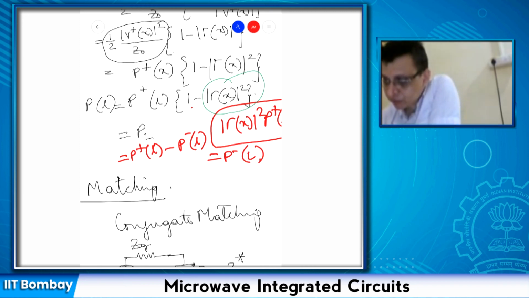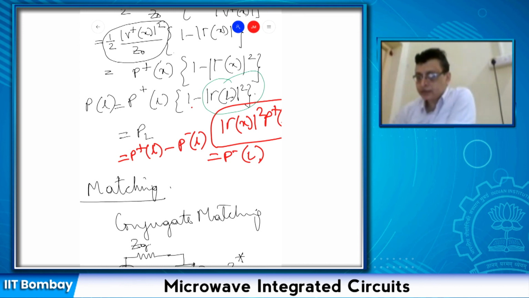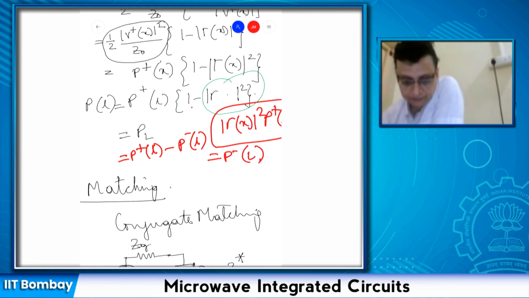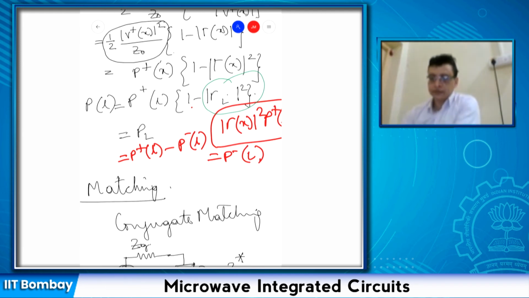In this case, I want to make one more slight correction. This should be L. So this is the reflection coefficient at the load end. In fact, I might even change this to this. So that is the condition of matching. That is when the reflection is 0, that is the entire power flowing in the plus x direction is delivered to the load. Such a circuit is said to be matching.